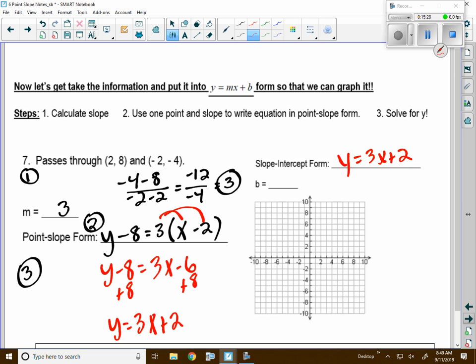Okay, so our y-intercept is 2. Because that's our b value, and we can graph. And that'll be the end of that problem. That wasn't the straightest one.